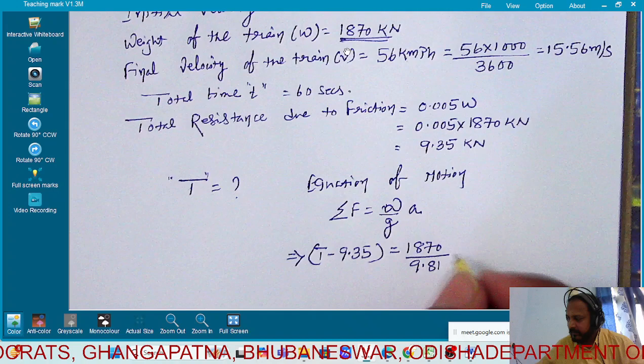Is this clear? Now substitute the value of a in this equation to find T. So finally, I'll write T is equal to 1870 by 9.81 into 0.26 plus 9.35. Is it correct? What is the answer you are getting?